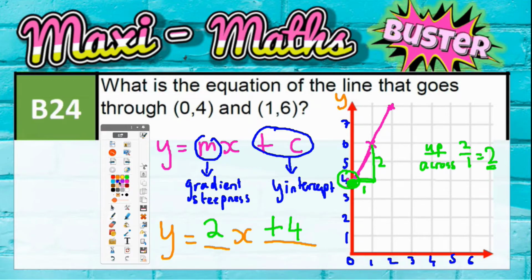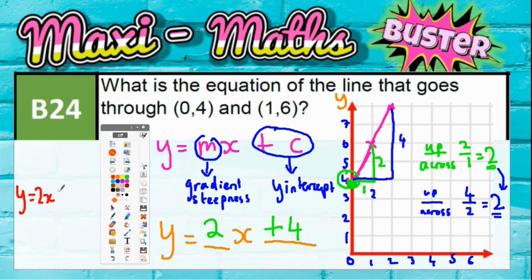You could have drawn a different triangle. You could have drawn a larger triangle there, and you need to try and keep your triangles to whole squares to make it easy. So that triangle is 4 whole squares up and 2 whole squares across. So if you did your up divided by across on that triangle, it would be 4 divided by 2. But as you can see, that still gives the same answer of 2. So whether you do 2 divided by 1 on the smaller triangle or 4 divided by 2 on the larger triangle, you're still going to get 2. So the steepness value is still 2. So your final answer, the equation of that line is y equals 2x plus 4.